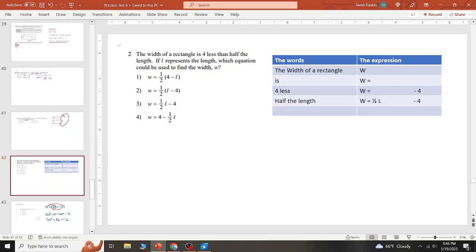The width of a rectangle is 4 less than the length. If L represents the length, what equation would be used to find the width? Well, let's talk about how to turn words into expressions. The width of a rectangle. So the first thing I'm going to do is write W, because that's what I'm trying to find. Is. So "is" is another way of saying equals. 4 less. I put that at the end, right? So let's stick that out at the end. Half the length, 1/2 the length. So my equation is W equals 1/2 the length, minus 4.